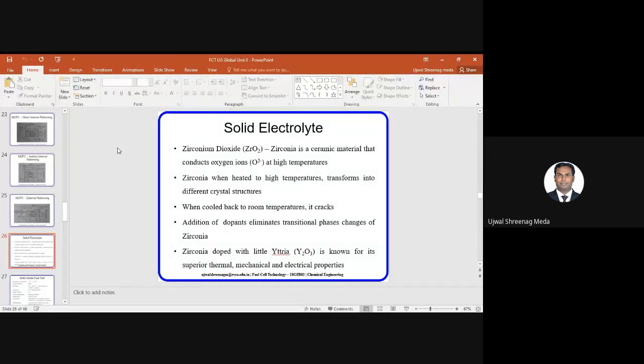So this is about solid electrolyte in general. Most of the solid oxide fuel cells make use of this zirconia material as electrolyte till date, and in order to enhance the abilities of zirconia or to overcome certain disadvantages of zirconia, it will be doped with yttria. So this is about solid electrolyte.